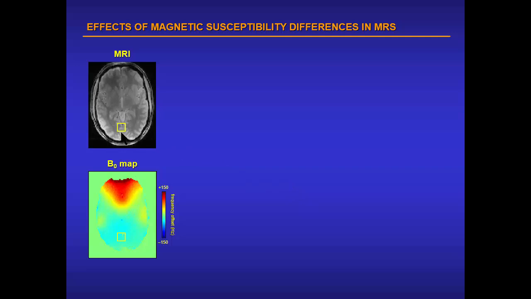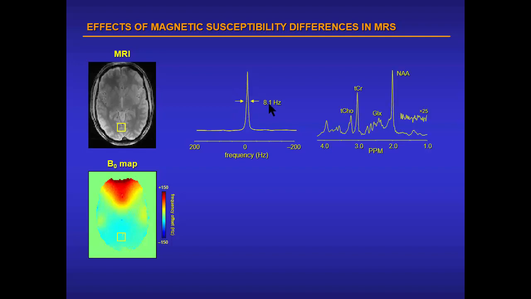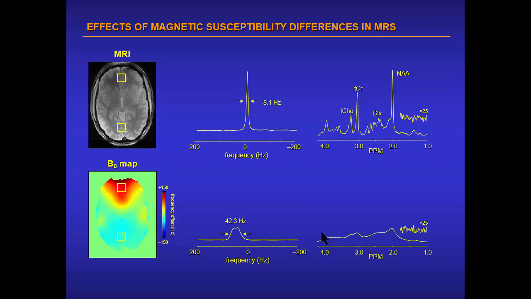But let's say that we acquire signal from this volume in the back of the brain. If we look at the B0 map, you can see there's a fairly nice homogeneous area of the brain. So if you acquire the water, it has a quite narrow line shape. And if you suppress that water, you get a pretty decent looking NMR spectrum. Now what if we acquire the spectrum from the front, right above that little nasal cavity ball of air? The magnetic field is highly disturbed, and indeed the water is much broader, and it is also shifted because it is not on resonance anymore. If you could suppress this water, which you can't, but if you could, you would get a spectrum that looks like this: very broad, very smeared out.